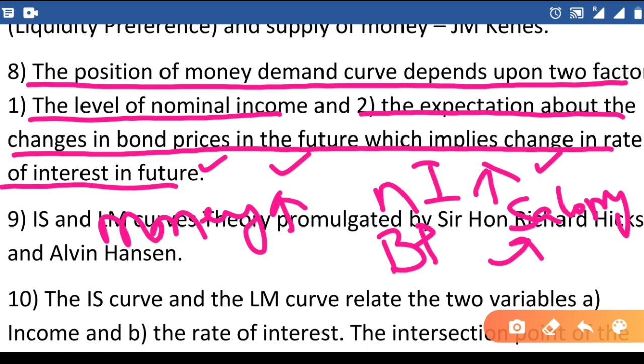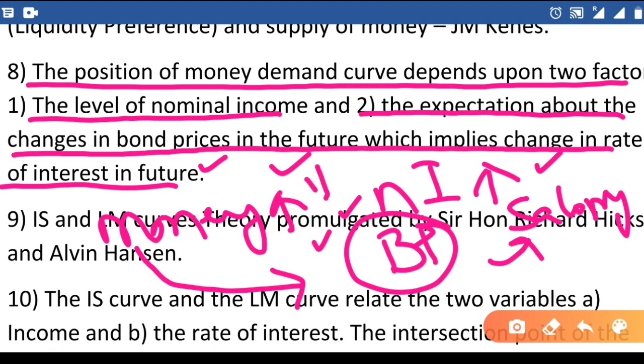Now the bond prices. If the bond prices are increasing, the customer tends to buy more bonds, so the money demand decreases. If the bond prices decrease, then customers sell the bonds in the market and keep money at their home.